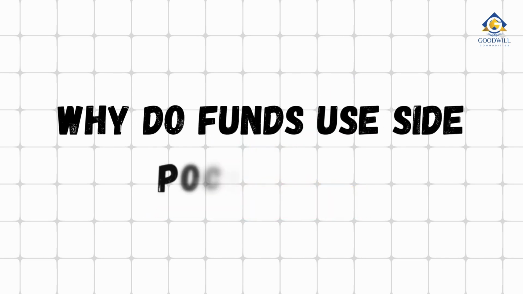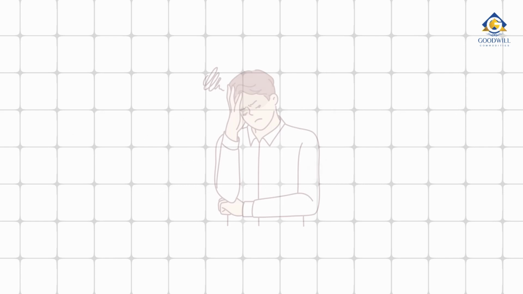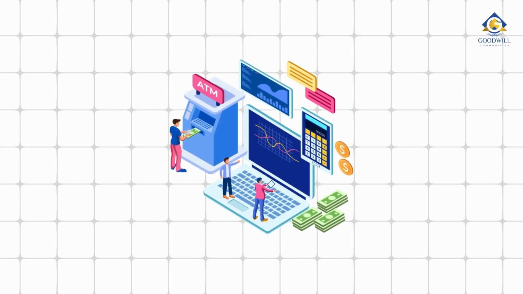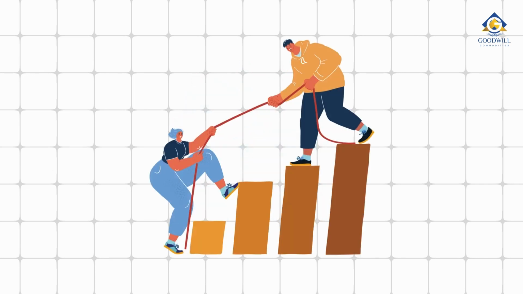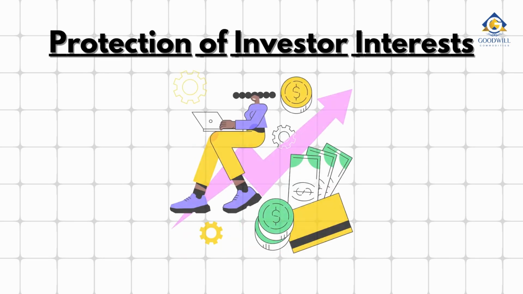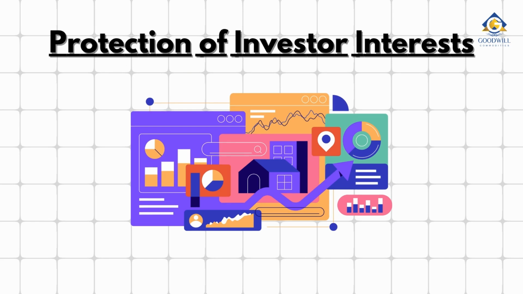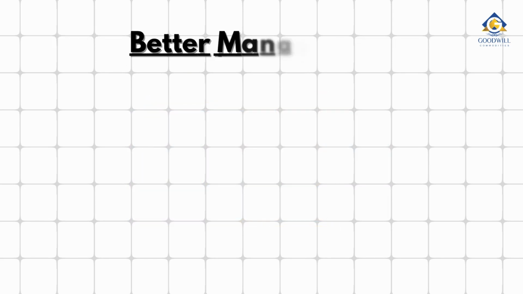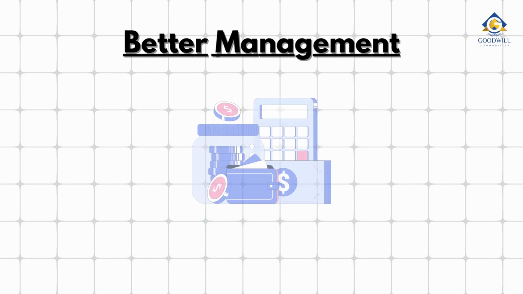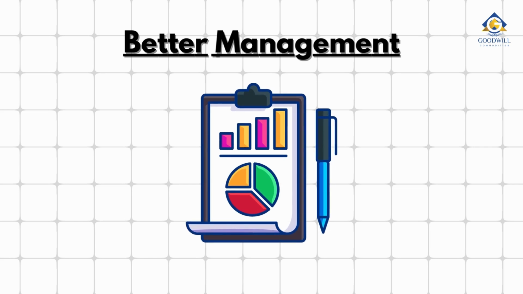So why do funds use side pocketing? It mainly comes into play during times of financial distress or when specific assets become highly illiquid. This helps in several ways. 1. Protection of investor interests. By isolating the troubled assets, the fund can protect the interests of the remaining investors. The valuation of the main portfolio remains unaffected by the illiquid assets. 2. Better management. Fund managers can focus on handling these problematic assets separately, without impacting the overall fund's performance.